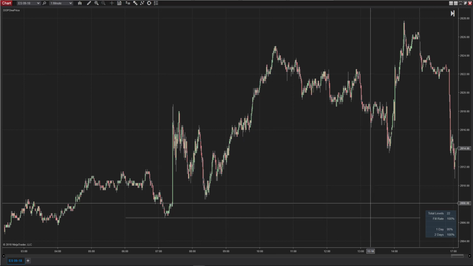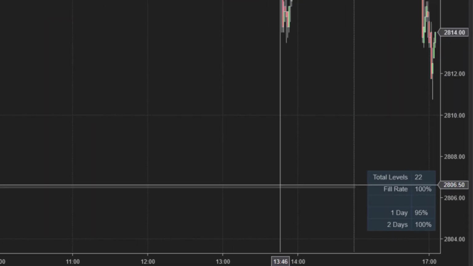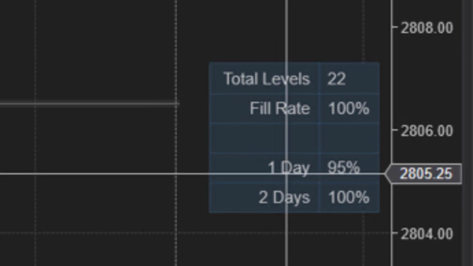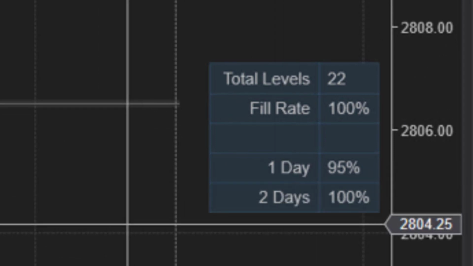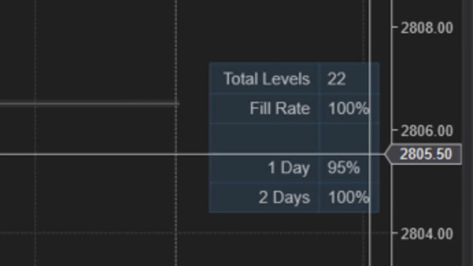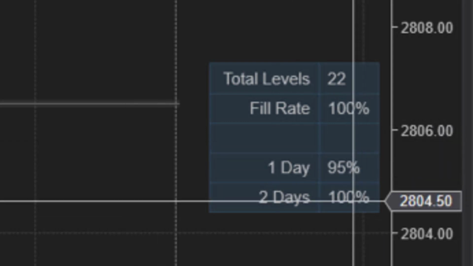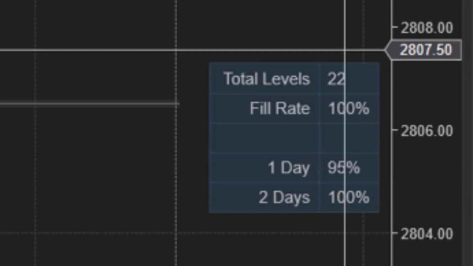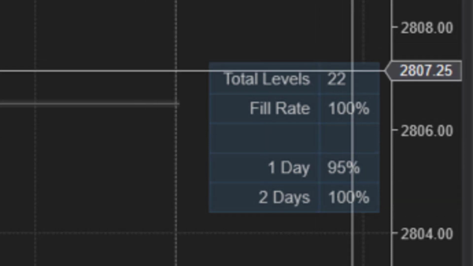So what's also really cool is it gives you a breakdown of the days. Does it hit that first day that it forms, or does it take 2 days or 5 days or 10 days? What's the breakdown of that? Well, all of them except one hit on the first day, and then it only took one extra day for only one of the price levels to be hit. So that's why you see the 95, and obviously 100% were hit 2 days or less. That's how that works.